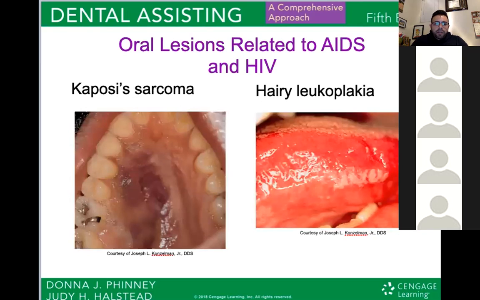Kaposi sarcoma is found in AIDS patients and was uncommon until about the 1980s. It actually spreads pretty rapidly. Treatment is low doses of radiation and chemotherapeutic drugs. Hairy leukoplakia appears like candidosis, but cannot be removed by wiping with gauze. It is not painful and no treatment is available.